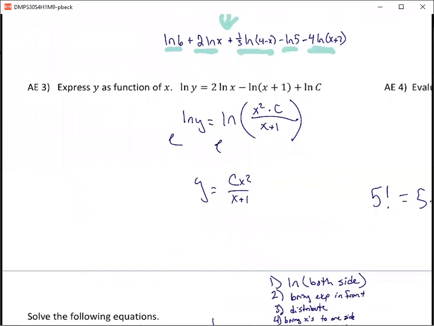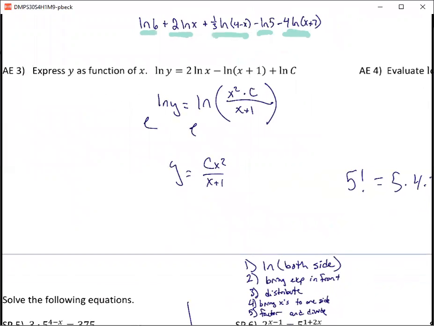Problem number 3 here. What I ended up doing here was I first combined my 3 terms into the natural log of 3 factors. And when I did that, I then take e to both sides. By doing e to both sides, I will get y equals cx squared over x plus 1.